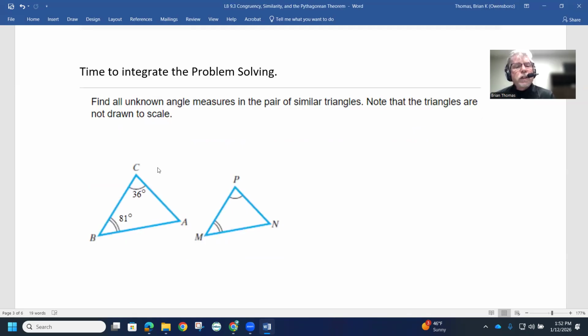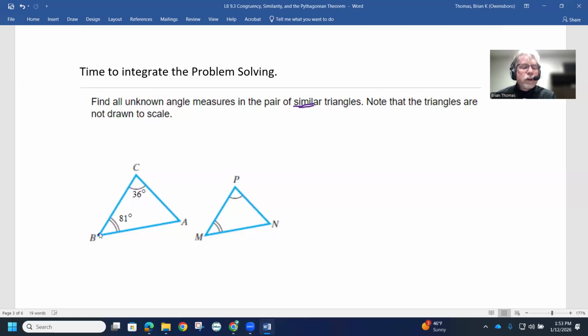So let's actually put some algebra into the problem. This question says find all the unknown angles in the pair of similar triangles. Note the triangles are not drawn to scale. Notice how they're saying that these two triangles are similar. If the two triangles are similar, that means corresponding angles must be equal.